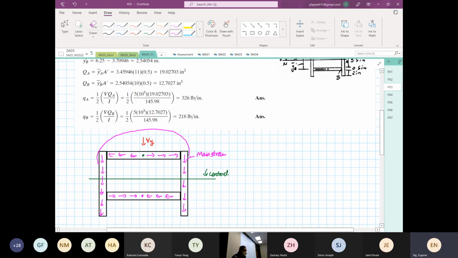Again, for this case, if we want to find point B, what is the area that we are concerned with? Because we have a terminal here and another terminal here, we know at the terminal the shear stress is going to be 0. So the area to consider is the one shaded in yellow.